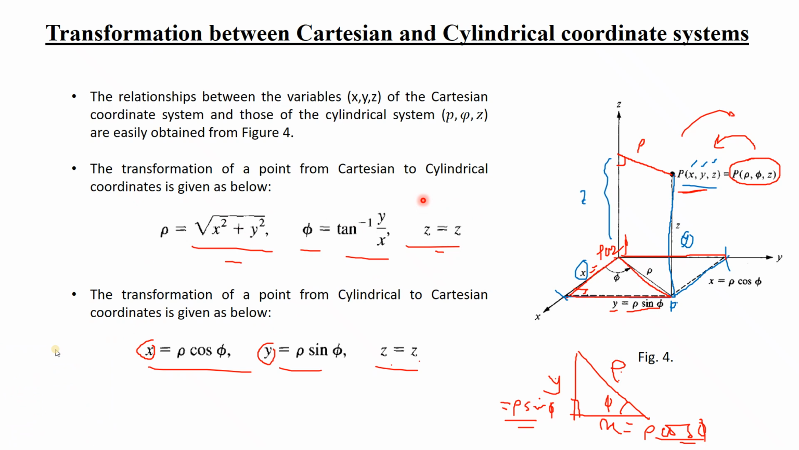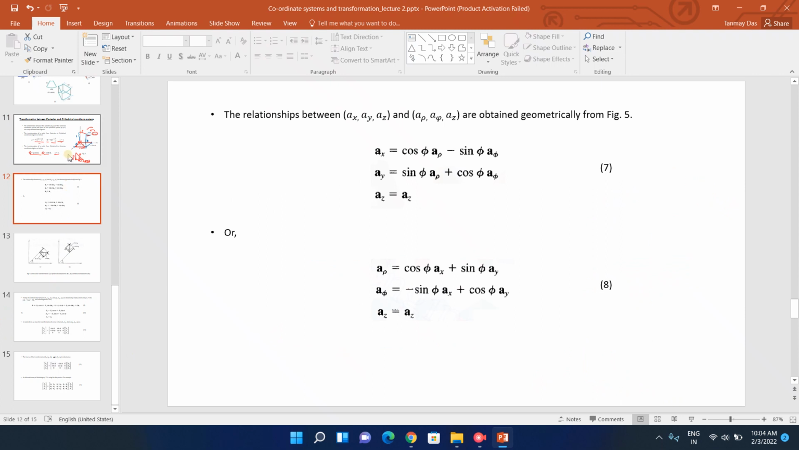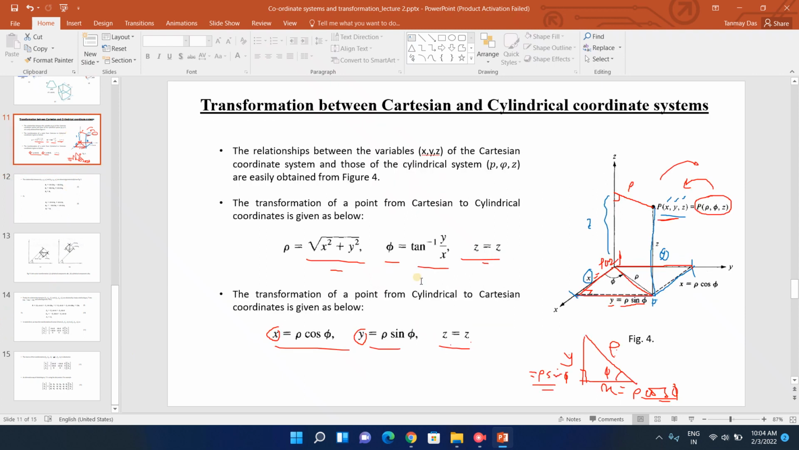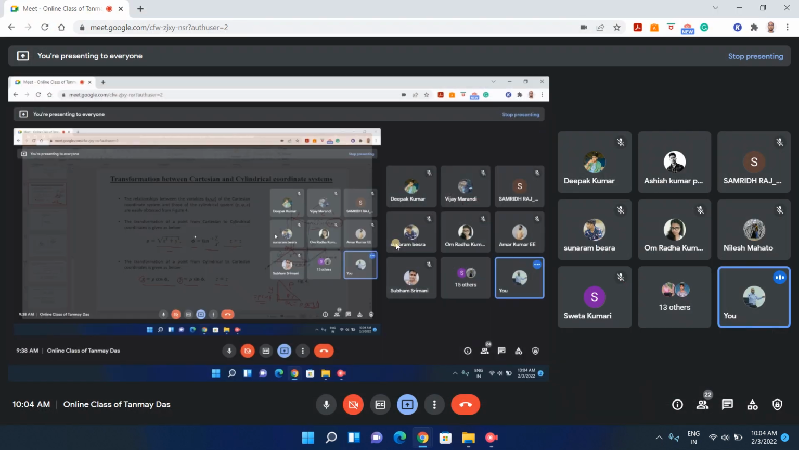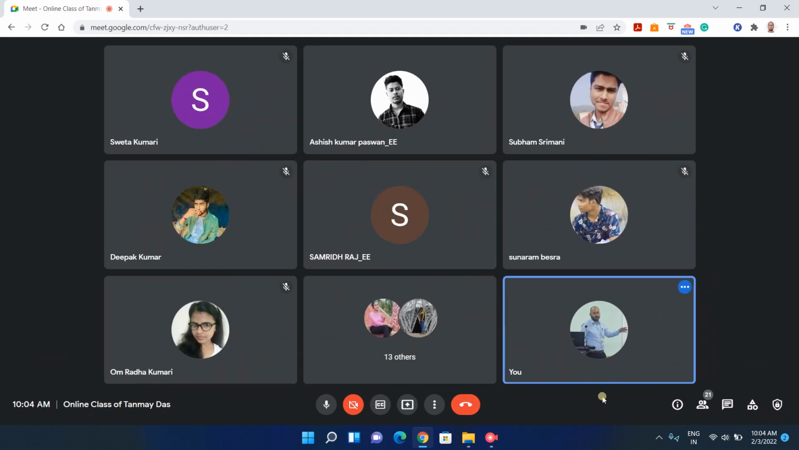Understood this part? Any doubt or any question you have not understood or something? So have you got this? Yes, sir. Okay. So in the next class we will discuss about this vector, transformation of vector later. Okay, so then thank you. For today I am just completing my lecture up to here.